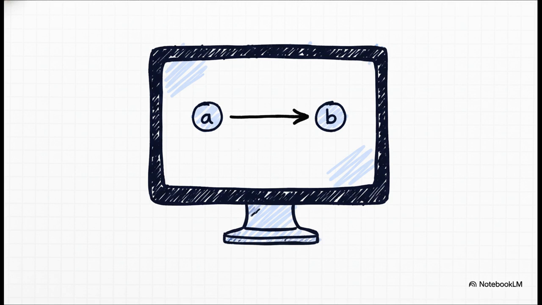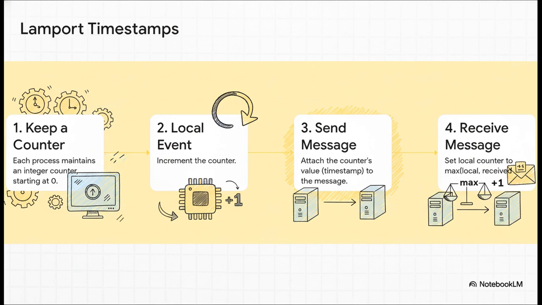I mean, that's just a law of physics, right? And Rule 3, it's transitive. If A causes B, and then B causes C, it's pretty clear that A ultimately caused C. And the way we implement this is with something called Lamport timestamps, and they are beautiful in their simplicity. Seriously, every computer just keeps a simple counter.